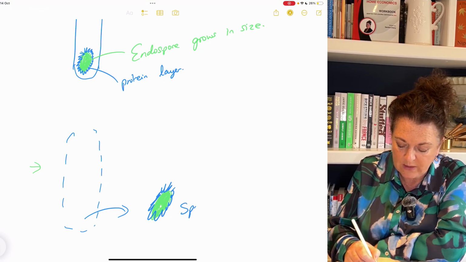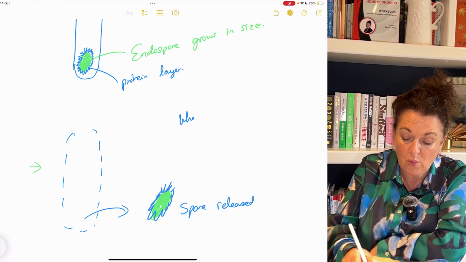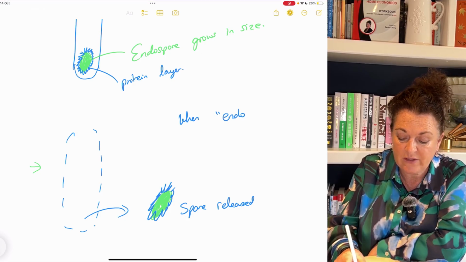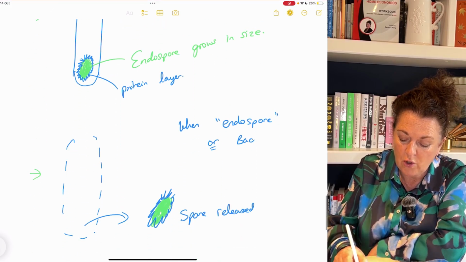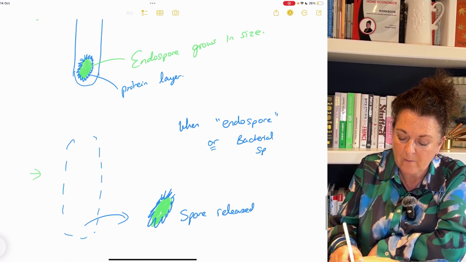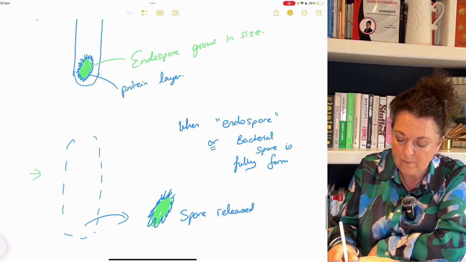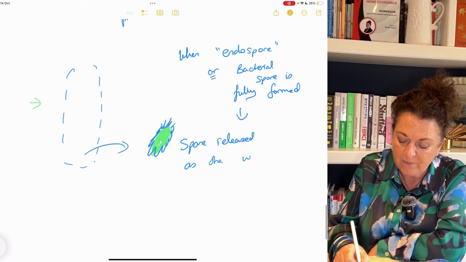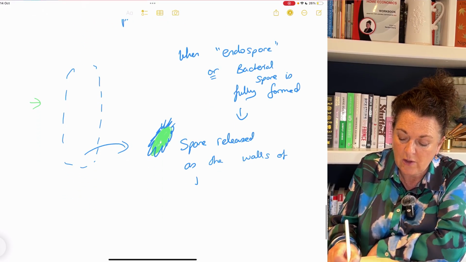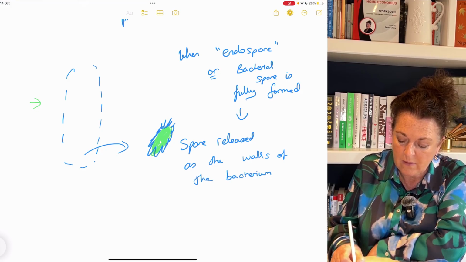And the spore is released. So when the endospore or bacterial spore is fully formed, it's released as the walls of the bacteria break down.